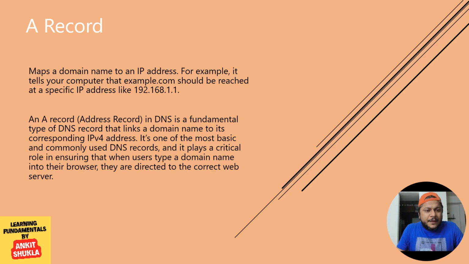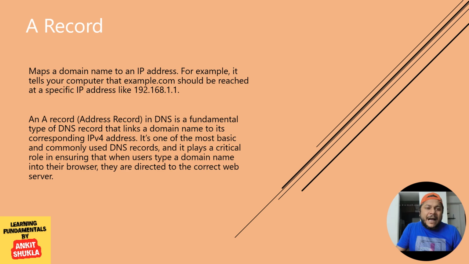So first up, we have the A record. What is an A record? These are the most common type of DNS records. An A record in DNS is a fundamental type of DNS record that links a domain name to its corresponding IPv4 address. It's one of the most basic and commonly used DNS records. It plays a very critical role in ensuring that when users type a domain name into their browser, they are directed to the correct web server.